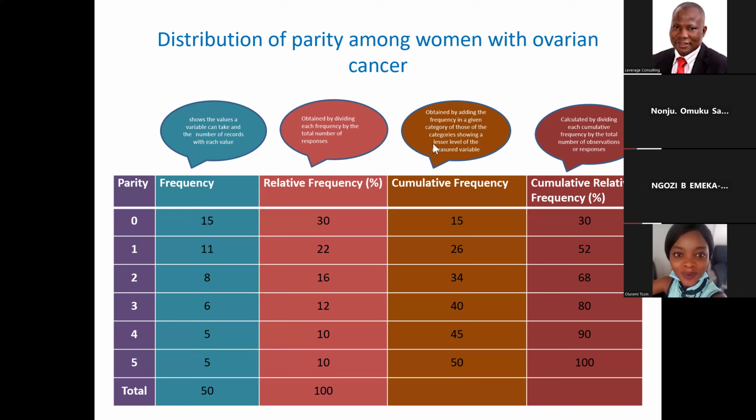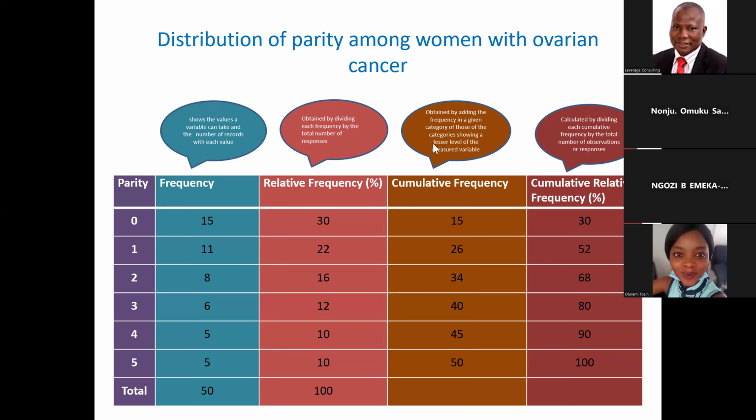Now, you will see that the number out of the total sample set that has each value is the frequency. So the frequency of 0, those who have not carried a pregnancy to term, is 15. The frequency for para 1 is 11. For para 2 it is 8. For para 3 it is 6. For para 4 it is 5. For para 5 it is 5. If you add all the frequencies, you get the total sample size, which is 50.